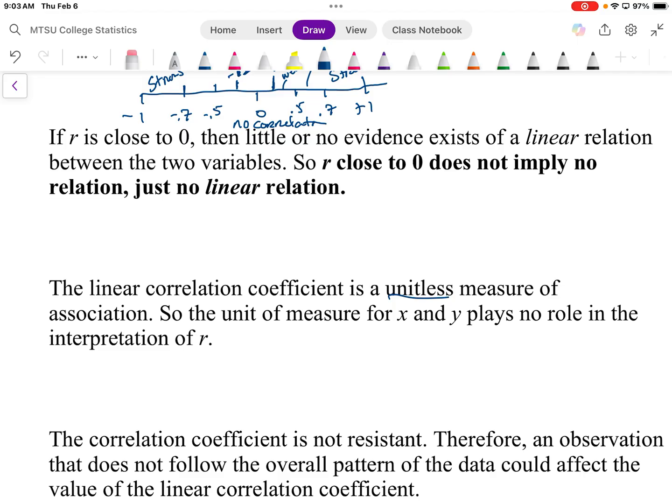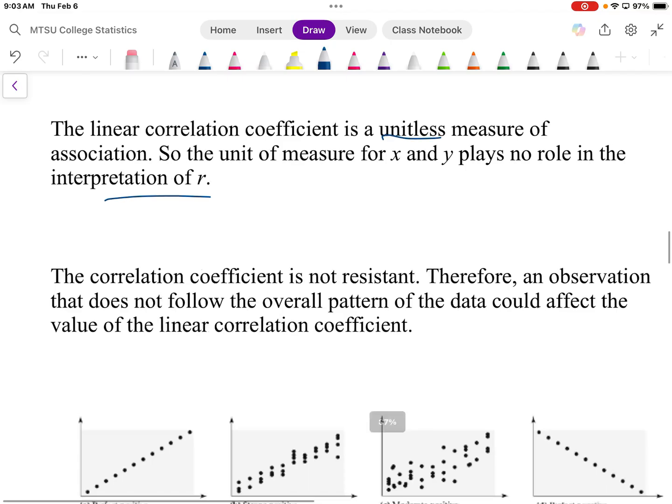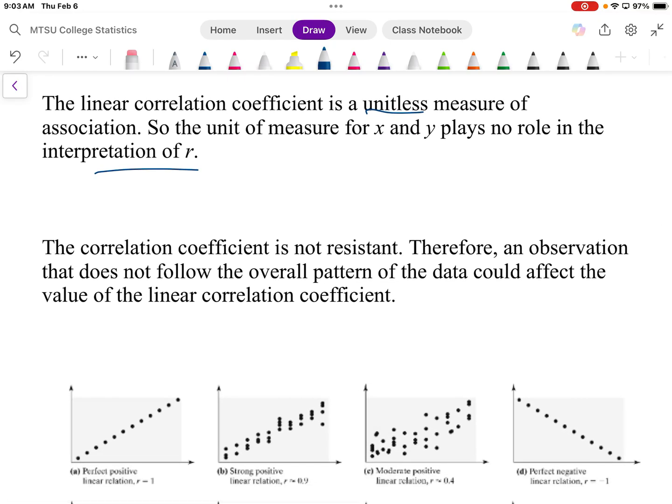The reason is that the unit of measure has no role in the interpretation of the R value. The correlation coefficient is not resistant, so we put that in the category of your mean and your standard deviations.